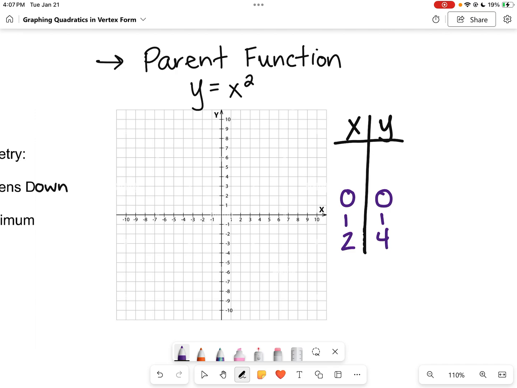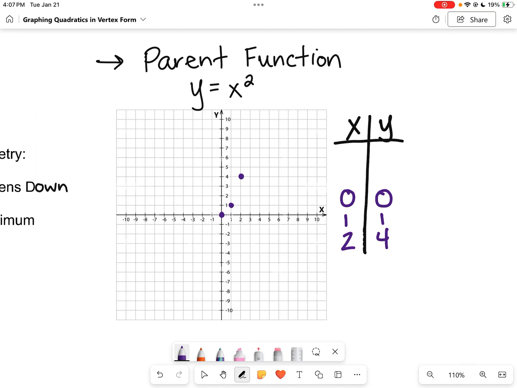So let's graph these right now. So I have a point 0, 0. I have a point at 1, 1. And I have a point at 2, 4. Okay. Something that we know about a parabola is that it is symmetrical, meaning if I were to split it in half or cut it down the middle, it should look identical on both sides.